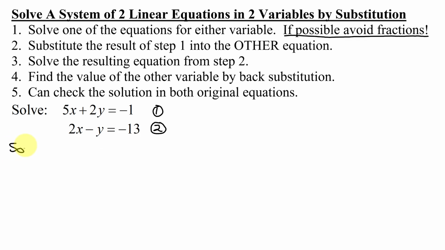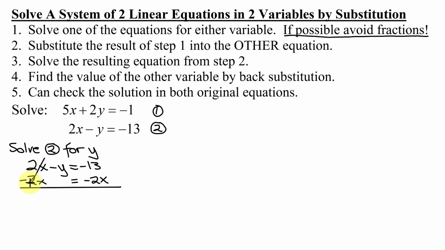So what I'm going to do is solve equation 2 for y. So I have 2x minus y equals -13. To get y by itself, I'm going to subtract 2x from both sides. 2x minus 2x is 0. I have -y equals, unlike terms, it doesn't matter which order I write them in, I'm going to put -2x minus 13.